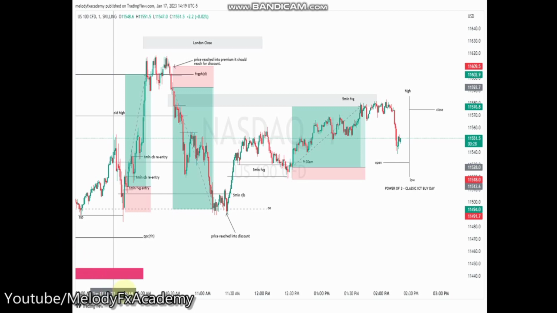So I just basically covered forex and indices. For the indices we use the 9:30 opening price to frame our trade, then for forex we start from the 12 a.m. opening price.